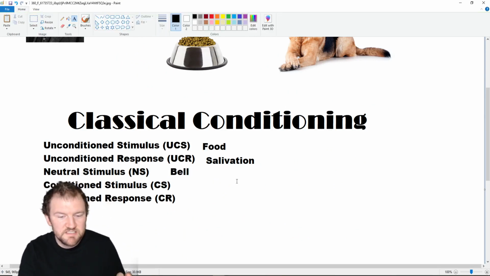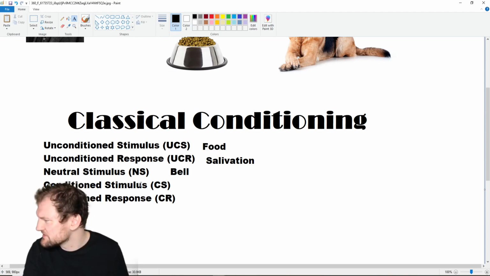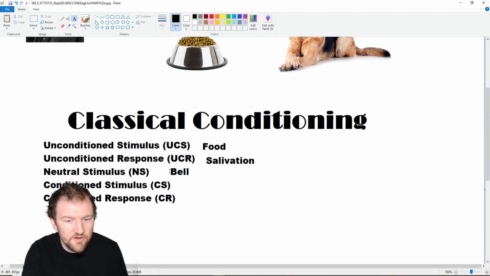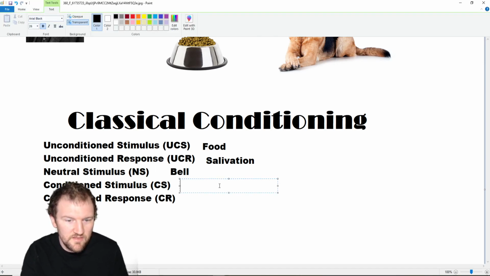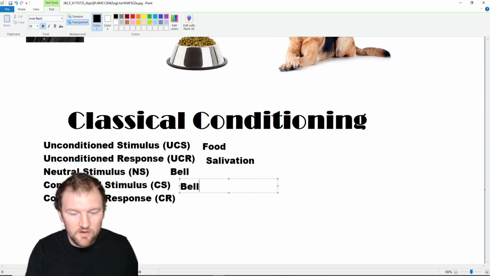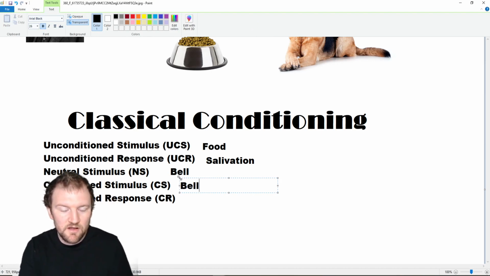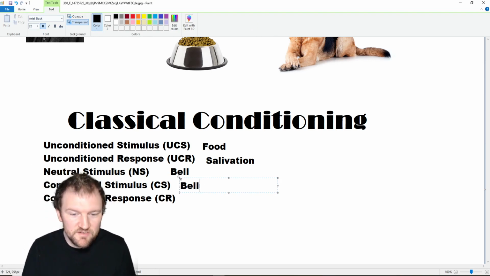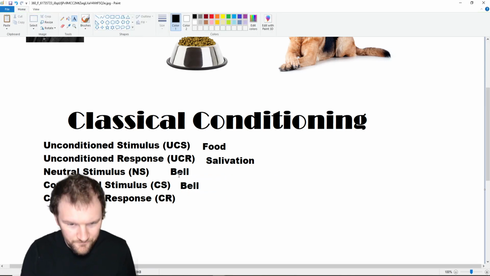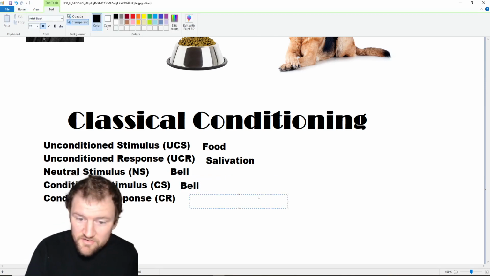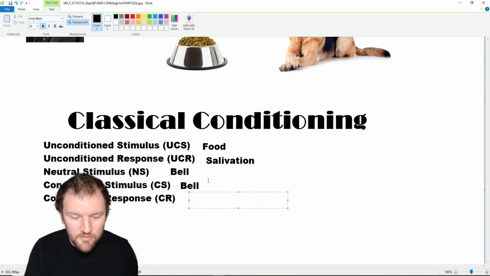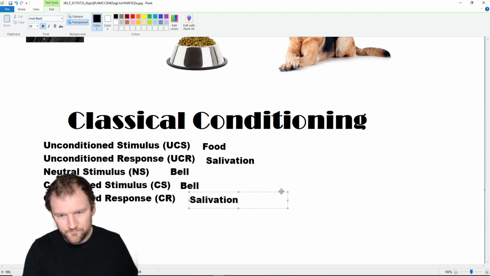The conditioned stimulus is, I think, literally always the exact same thing as the neutral stimulus. The conditioned stimulus is after it has been conditioned, and the neutral stimulus is before it's been conditioned. So the conditioned stimulus would also be the bell. It's just the bell after it's been conditioned to elicit a new response. And that new conditioned, or learned, response to the bell would be salivation.